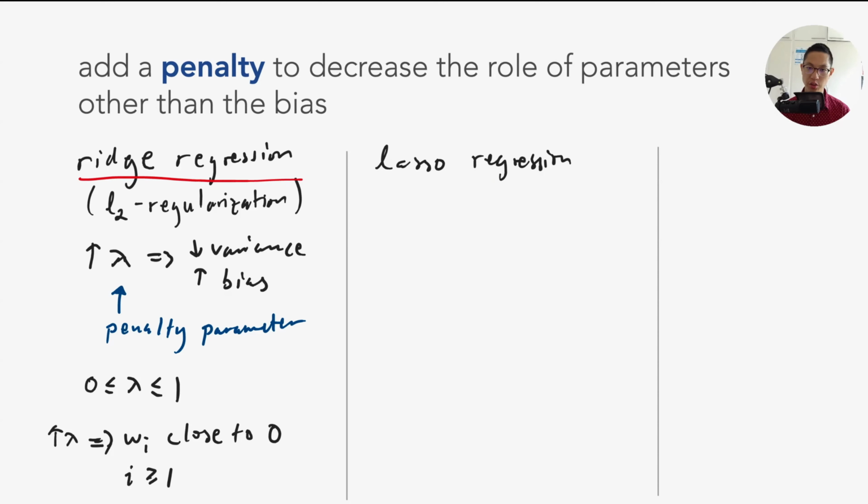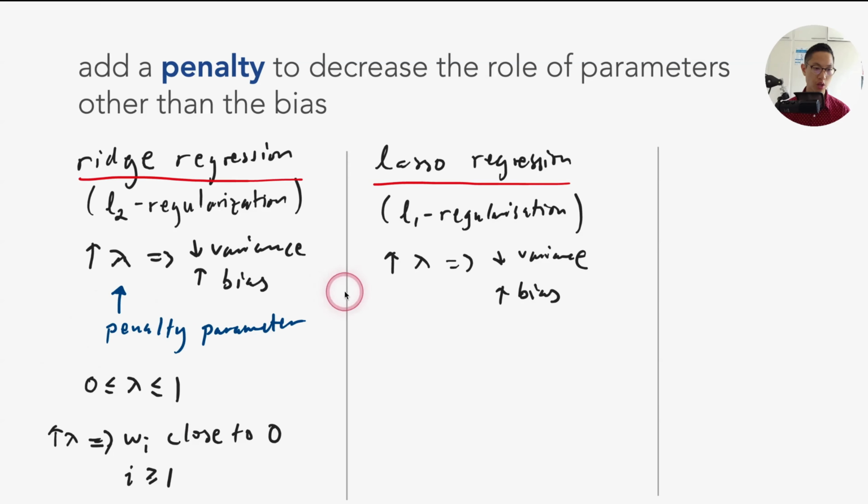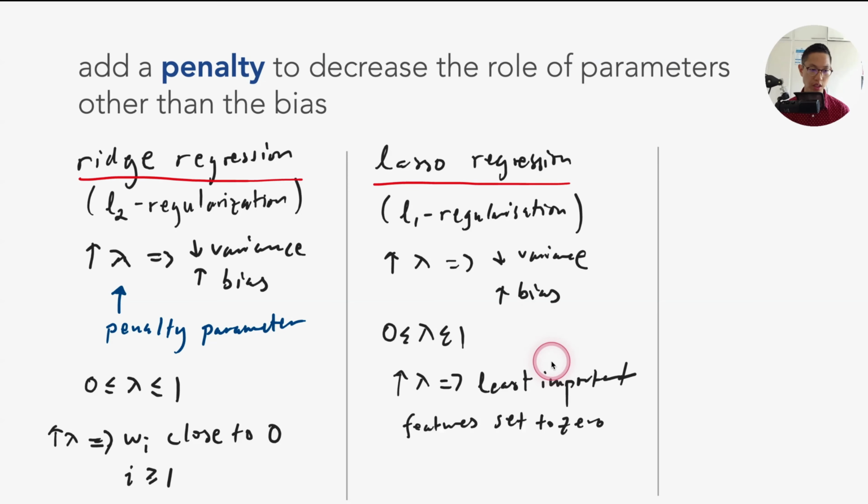However, there's another one called Lasso regression, L1 regularization, and here we also increase the lambda and will decrease the variance and increase the bias, make the model simpler. And for Lasso, it's also 0 to 1. And here for larger lambda, the least important features are set to exactly 0, in contrast to ridge regression, where they don't get to 0. They come close to 0.